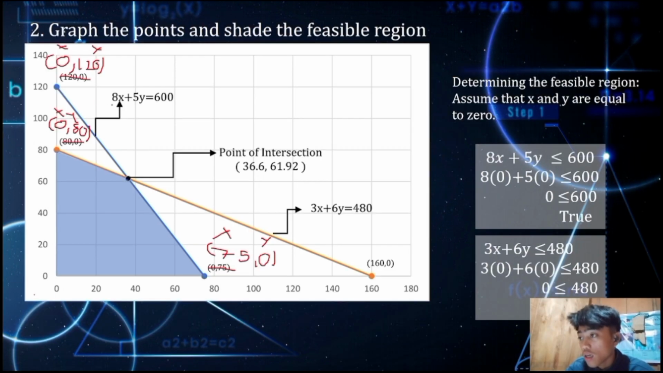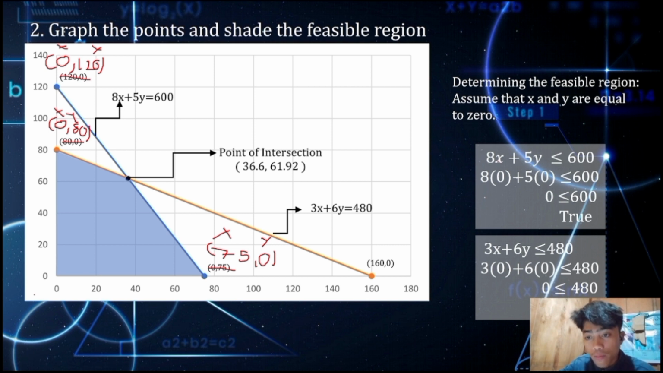Blue line natin ay 8x plus 5y equals to 600. At yung orange line natin naman ay 3x plus 6y equals 480. Tapos, determine the feasible region. Assume that x and y are equal to 0.